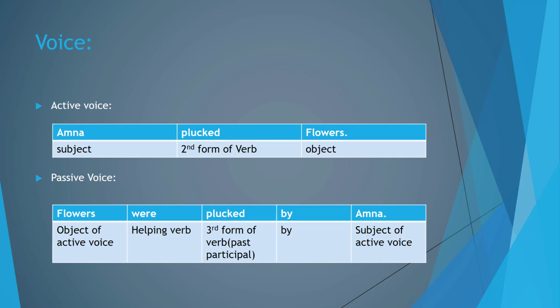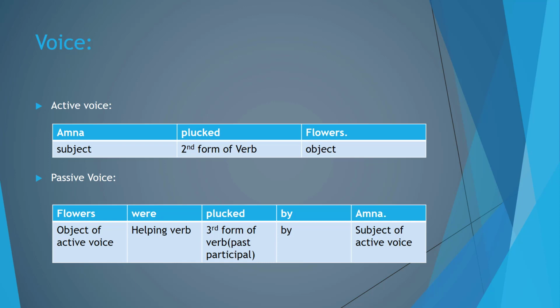Dear students, first of all, a question comes in our mind: what is a voice? When a sentence is written, it can either be written in active voice or in passive voice. Active voice is used when the subject performs the action and we want to give more importance to the subject rather than object. For example, Amna plucked flowers. In this sentence, Amna is the subject and it is actively doing the action and it is not passive at all.